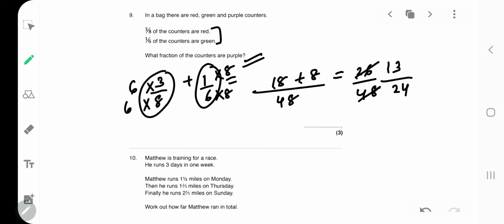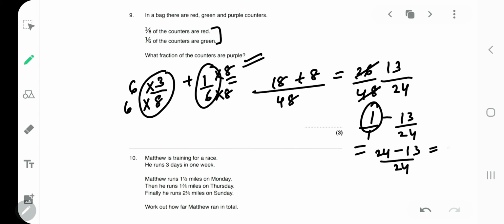You want purple, so what you will do? You have to subtract 13 upon 24 from 1. This 1 is what? It is the whole, all the number of your red, green, purple counters together. They will be called as 1. So from 1 you have to subtract the addition of red and green, so that you will get purple. Again take the LCM. So you will get something like this. And your final answer is this. Clear?